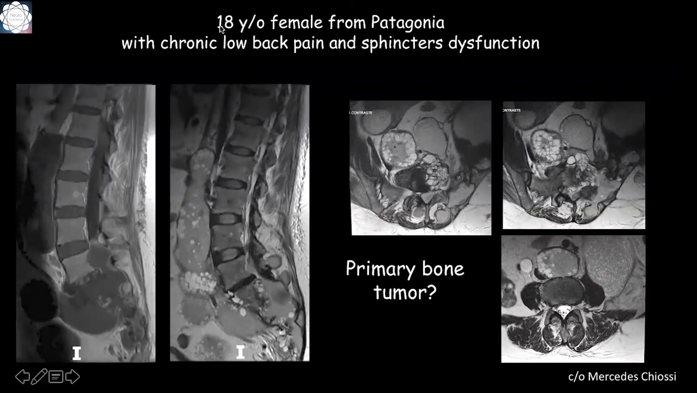Let's go to another case. This is an 18-year-old female from Patagonia, Argentina, with chronic low back pain and sphincter dysfunction. Here you have a very huge lesion at the lumbar and sacral area of the spine. It is mostly cystic, but it has the peculiarity to have many small vesicles inside this large cyst that goes all the way up to the L1, L2 level. On axial, you can see again this funny pattern that may resemble an ABC, for example, a primary bone tumor, but it turned out to be echinococcosis.